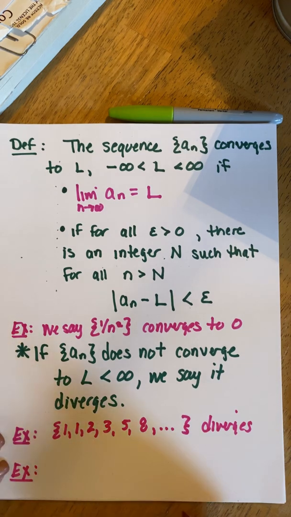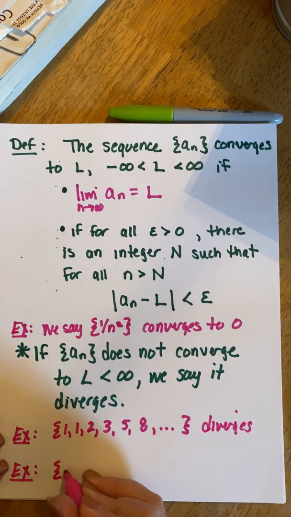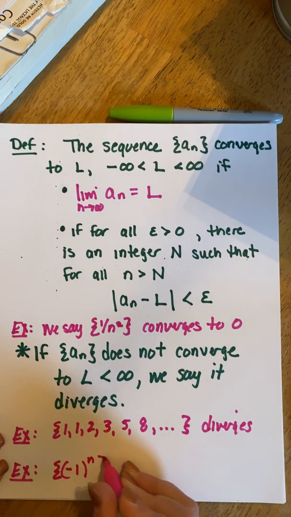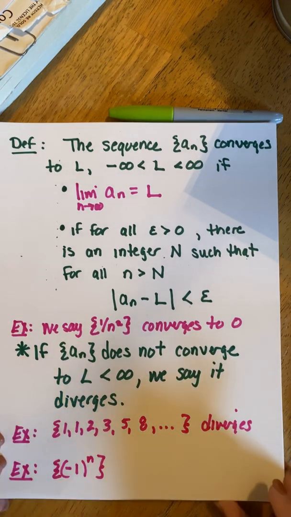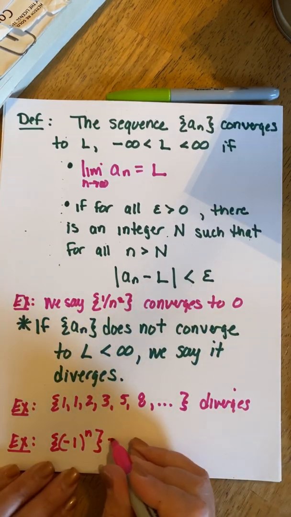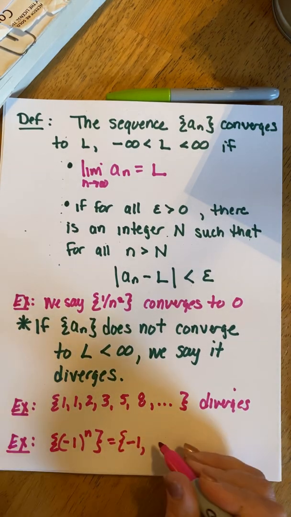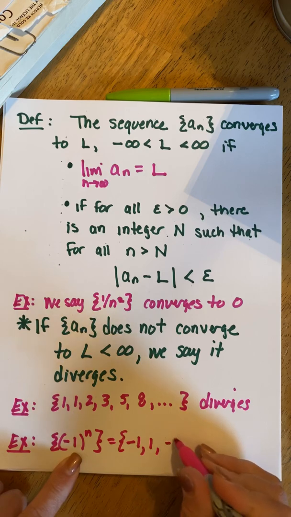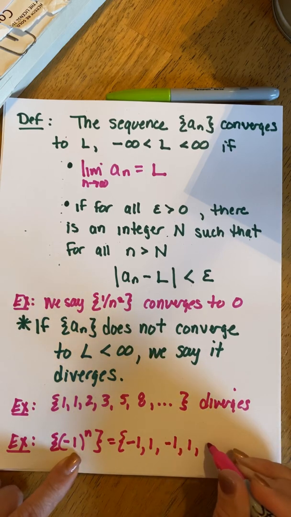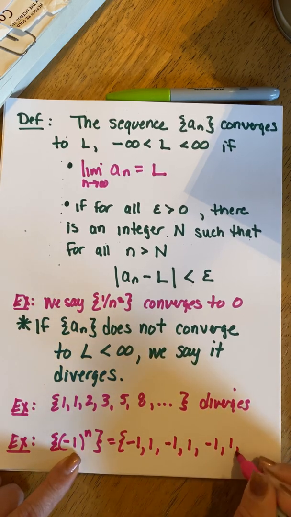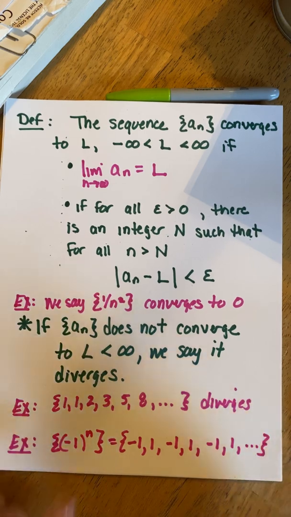If you think about limits, maybe trig functions. Let's suppose we look at this sequence, -1 to the n power. If n is 1, it would be -1. If n is 2, it would be +1. If n is 3, it would be -1. So this is just the sequence that bounces back and forth between +1 and -1.